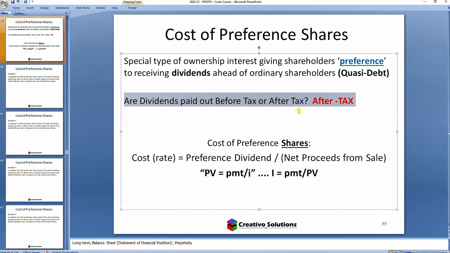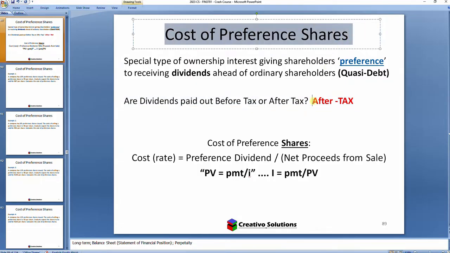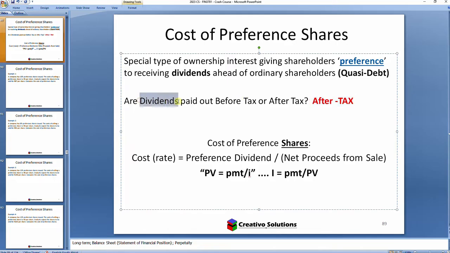Just remember, dividends are paid after tax, so please don't take out tax again. That would be incorrect. So with cost of pref shares, because it's after tax, as long as you have the dividends, all you're going to do is take the dividend and divide it by the net proceeds from the sale. That's the formula. It's very similar to a perpetuity. Again, I don't know if you've done the DSC 1630. That's a very good module if you want to do lots of time value of money.